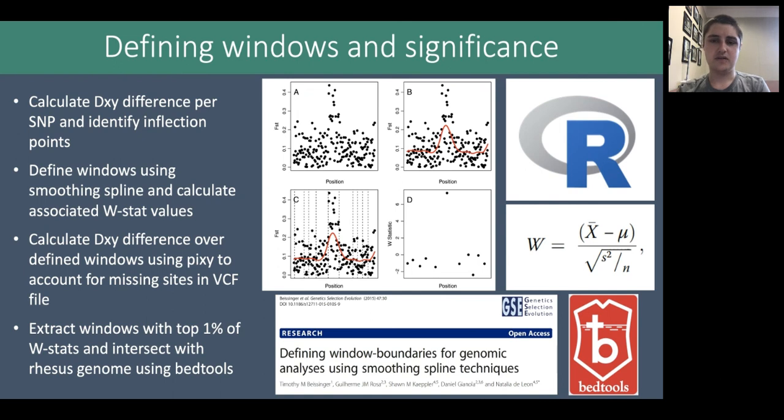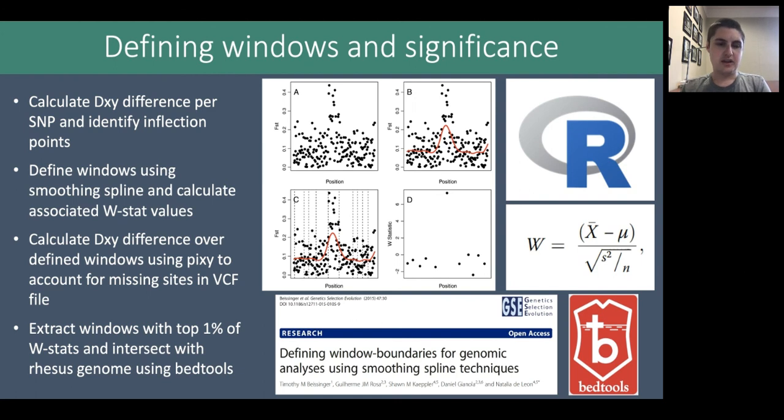And then to determine significance, I implemented another aspect of the GenWin package where it calculates this W statistic for these windows. So the equation for that is given to the right, and it's very similar to a T statistic. And one notable thing I'll point out about it is that you can see the variable N at the bottom right there basically refers to the number of sites contained in a window. So this statistic explicitly normalizes for different sized windows by accounting for the number of sites per window. That way you can compare windows of different lengths.